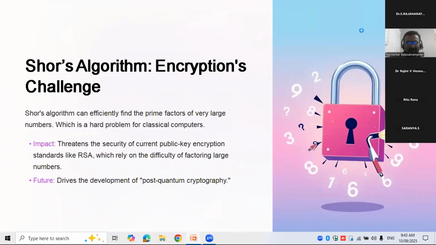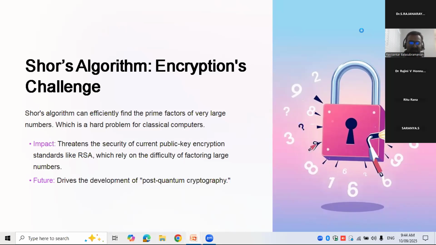Okay, another algorithm is Shor's algorithm. It's about encryption challenges. Shor's algorithm can efficiently find the prime factors of very large numbers, which is a hard problem for classical computers. The impact is that it threatens the security of current public-key encryption standards like RSA, which rely on the difficulty of factoring large numbers.